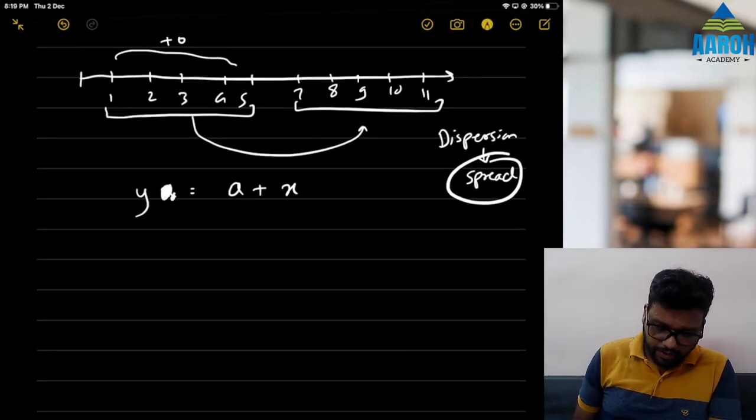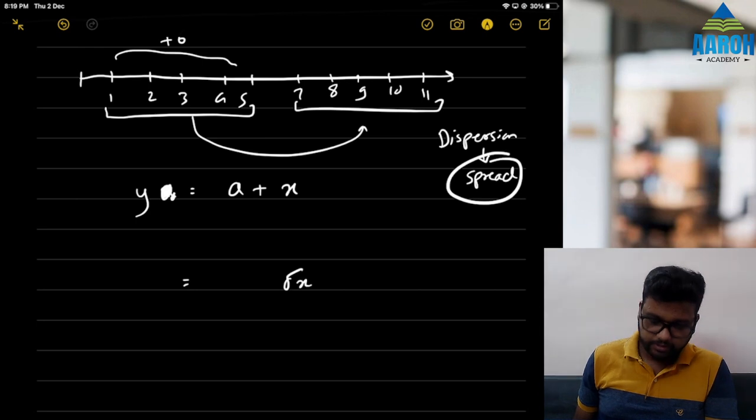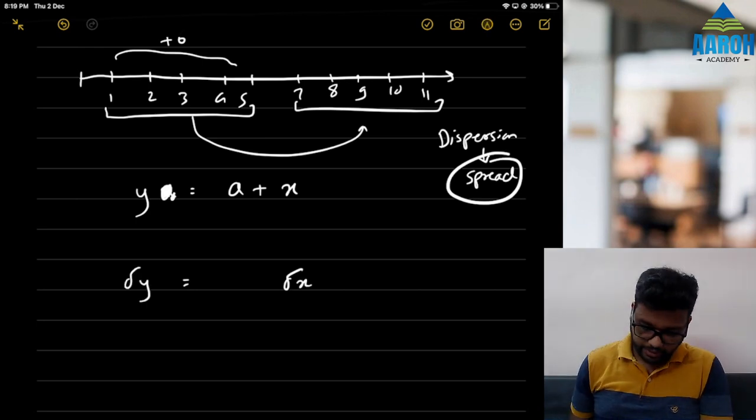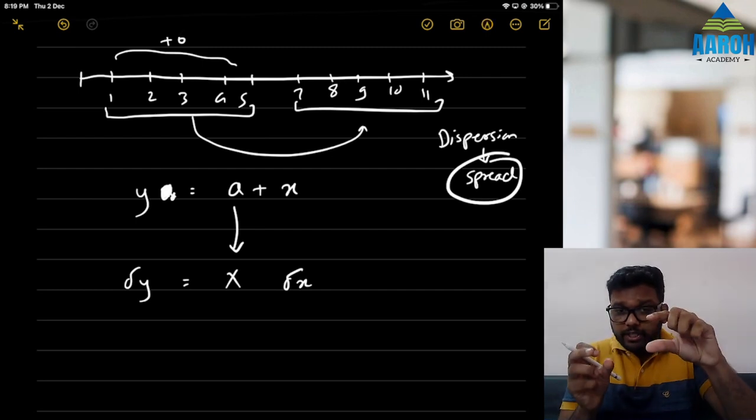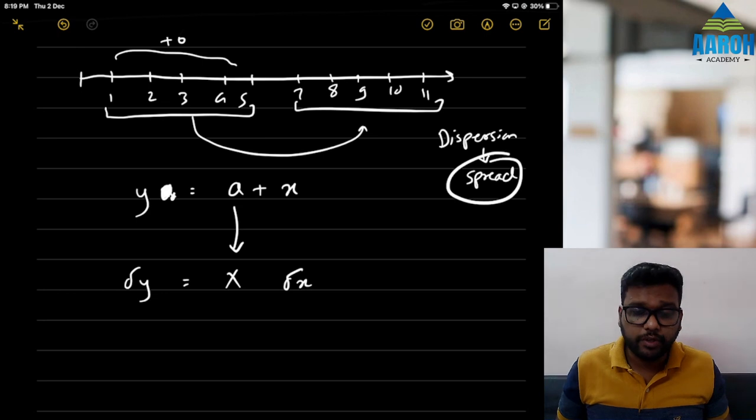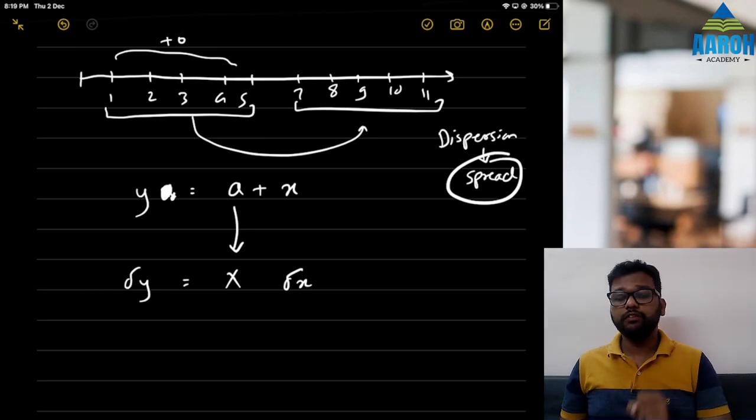That means if y is equal to a plus x, and let's say we have sigma x, then sigma y will be the same as sigma x. This a will not come here. Why? Because a measure of dispersion is not affected by change of origin at all. Fine.